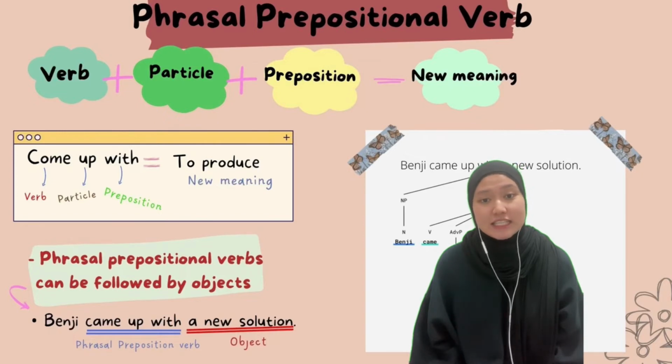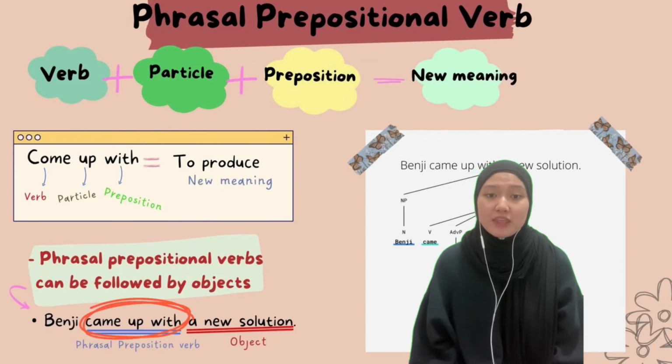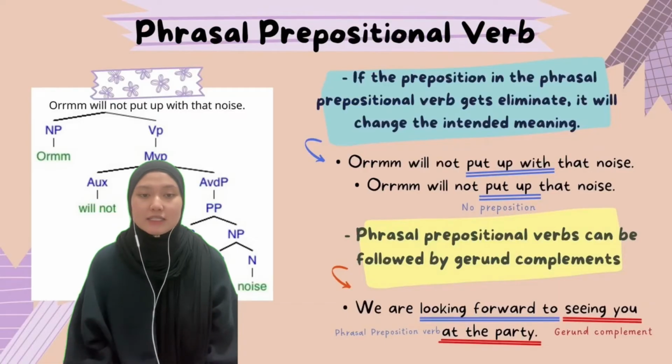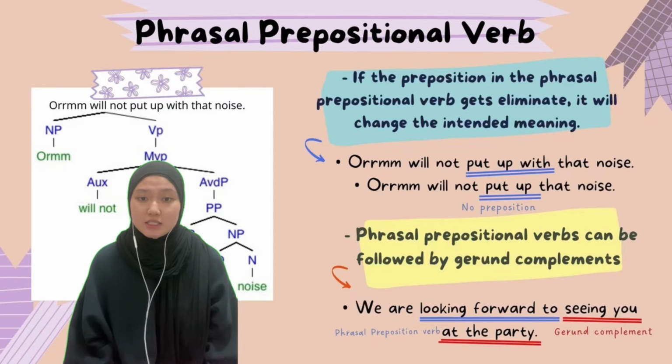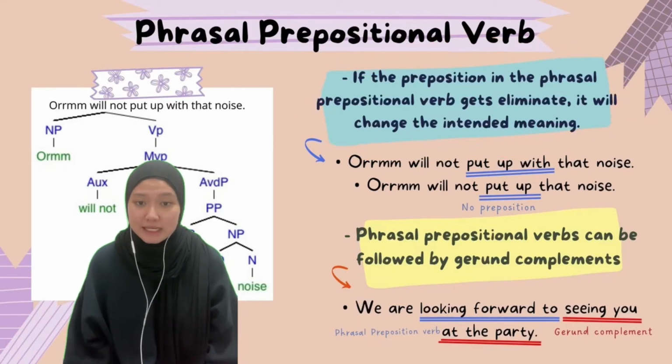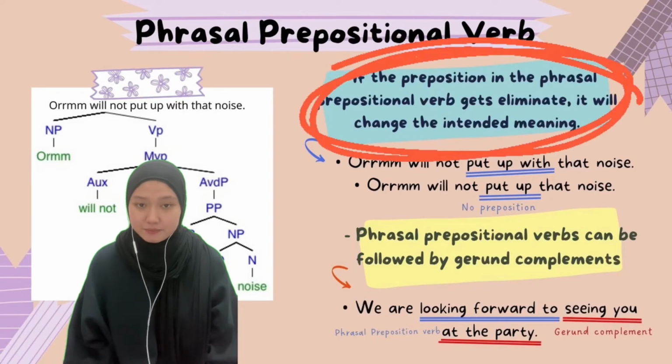Benji here is the subject, while came up with is the phrasal prepositional verb, which is followed by the object, a new solution. But always be alert with the preposition that comes after the particle in a phrasal prepositional verb, because if the preposition in the phrasal prepositional verb gets eliminated, it will change the intended meaning of the sentence.